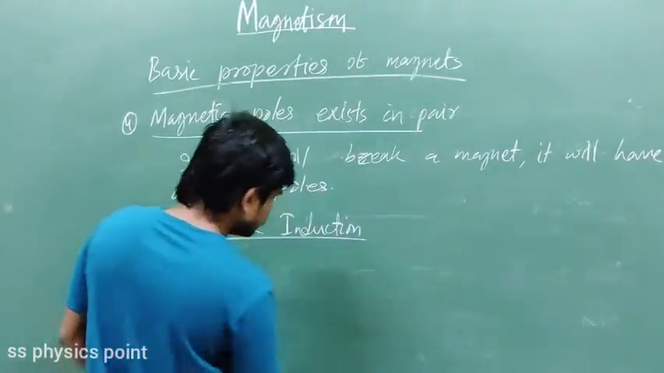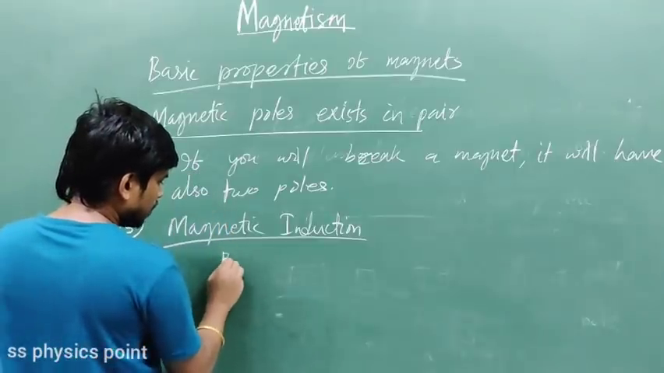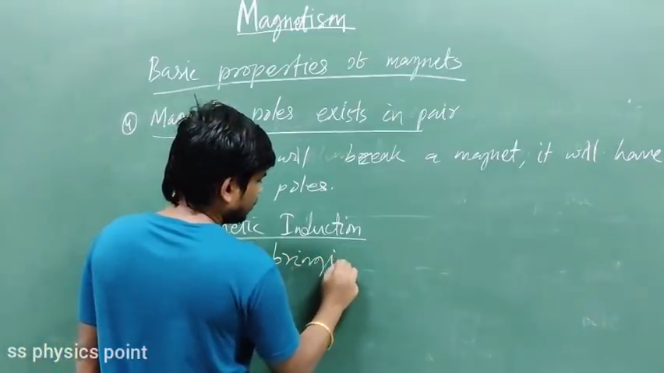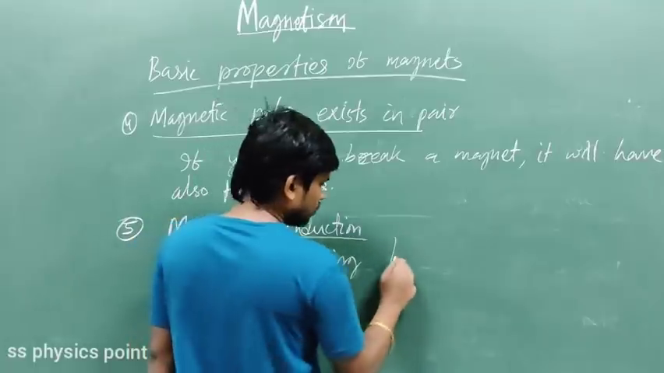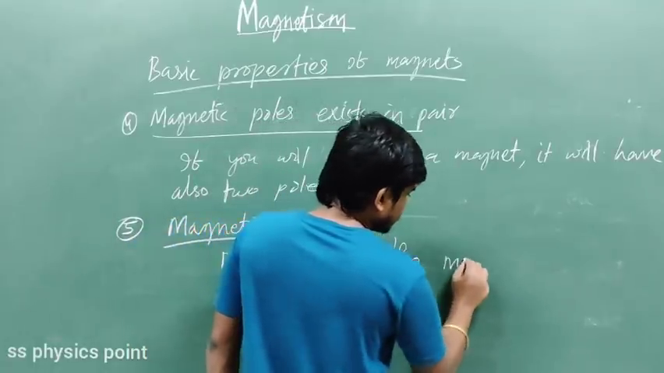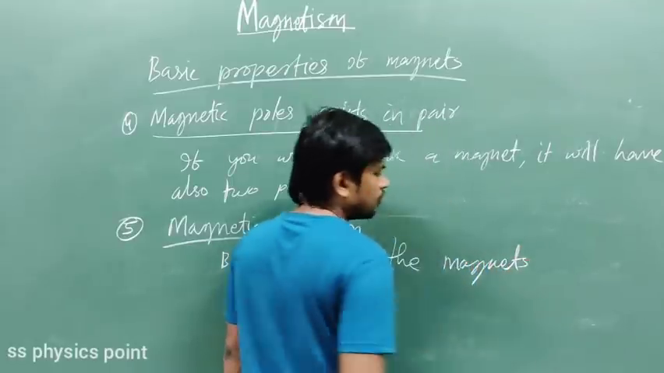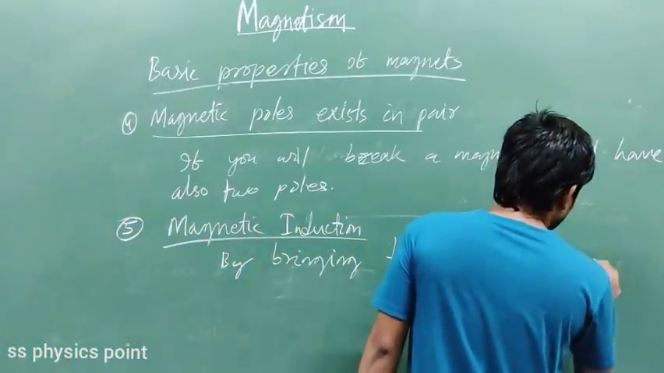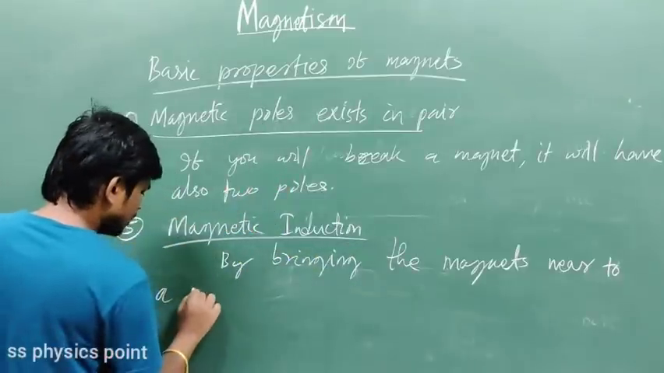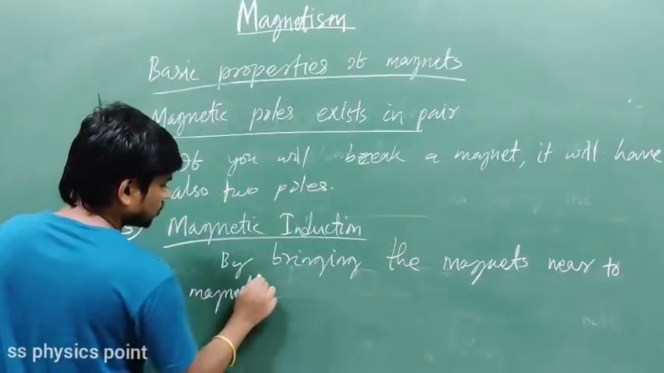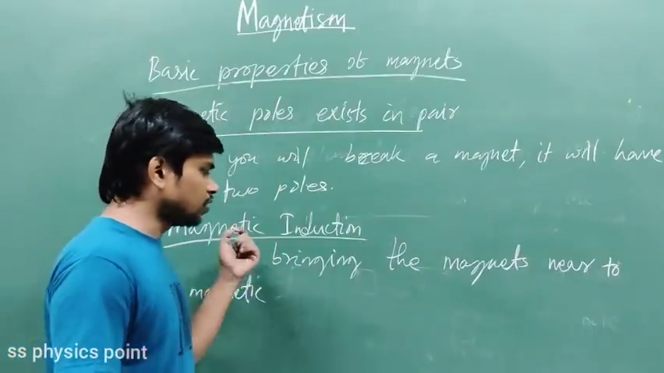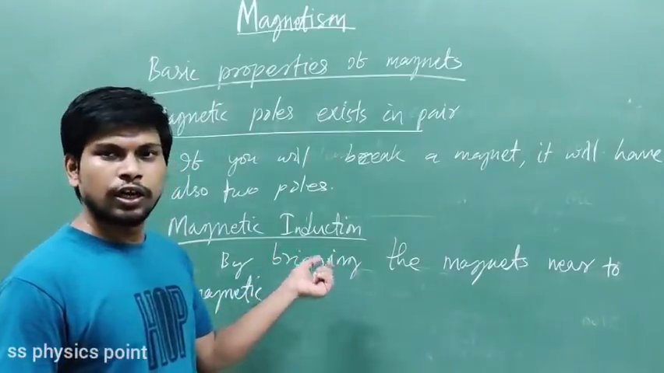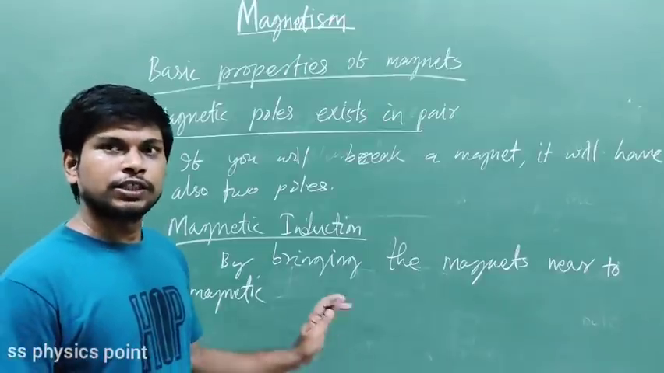So you can write here, you can see by bringing the magnets near to a magnetic material. I am just writing in very simple language so that you can understand. Also I am writing in my own language, you can also write in your language. If you look at the books, it has been written in a different way, but the meaning is the same.